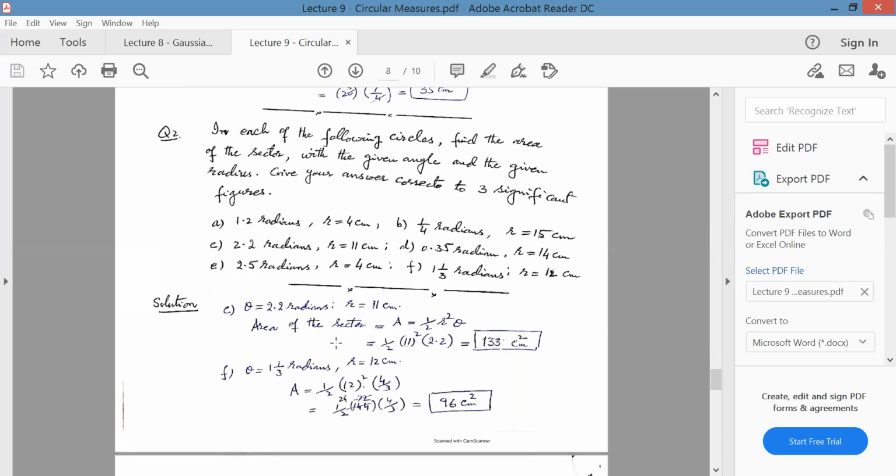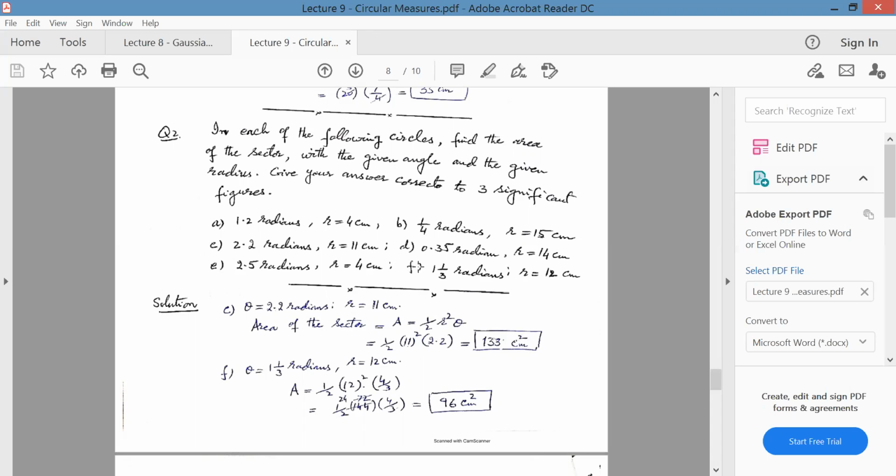The formula for the area of sector is A equal to half R square theta, as proved in the early stage. Half R square, R is 11, the 11 is square, and theta is 2.2 in radians, fine. So just simplify. Divided by 2 to 1.1, and 11 square will become 121. Multiply with this number, you are going to get 133 centimeter square because this is the area.